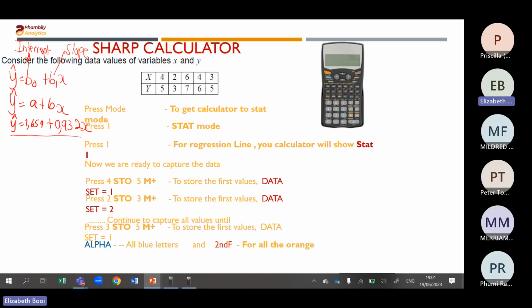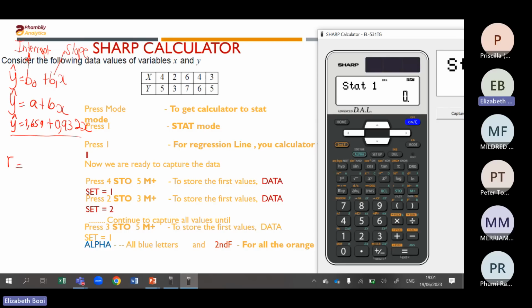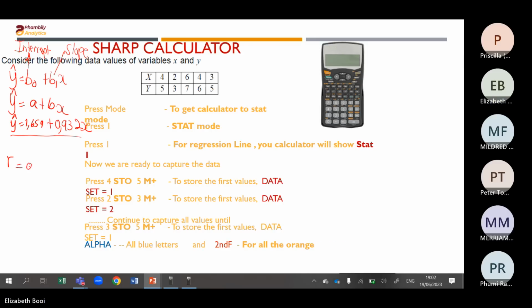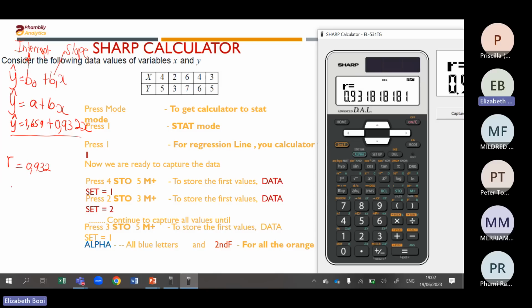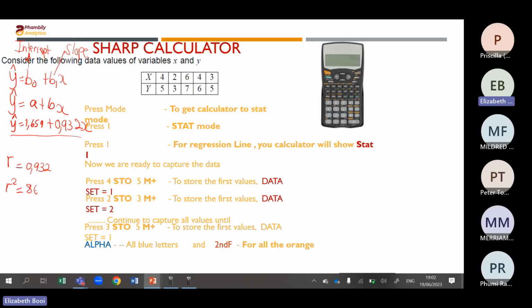So let's calculate our r quickly. To calculate r, on and off, alpha r, equals 0.932. And let's calculate our r squared. We'll just press the X squared button and then equal. And our r squared is 0.868.